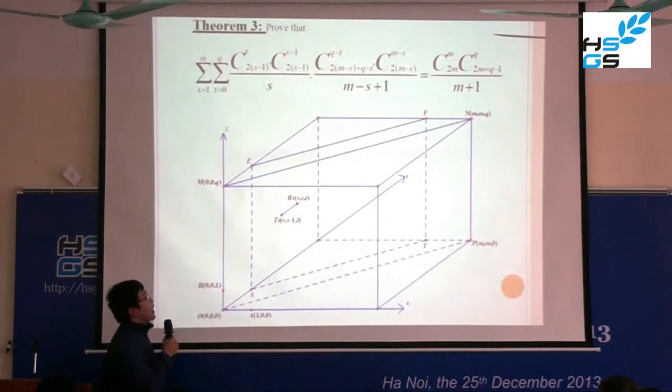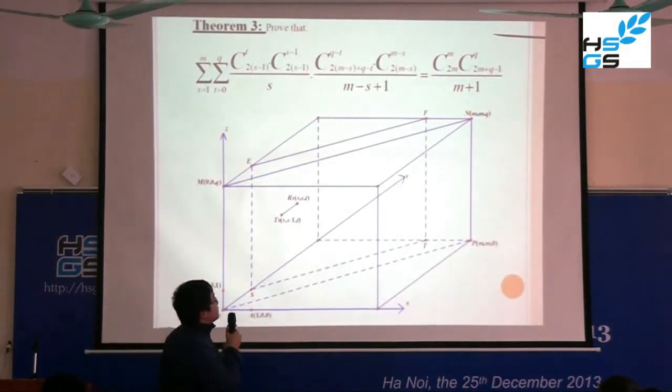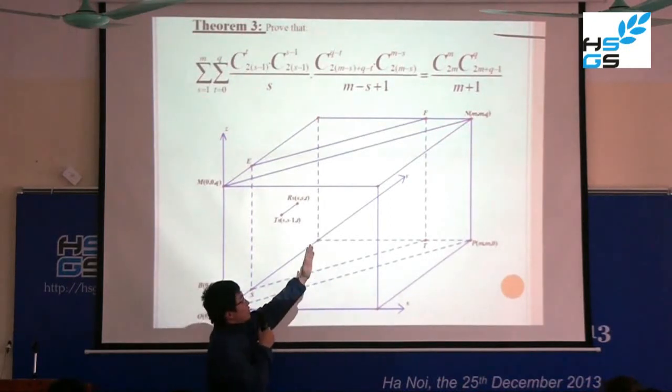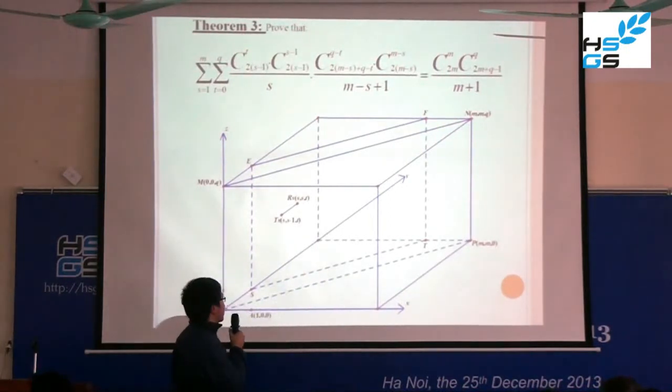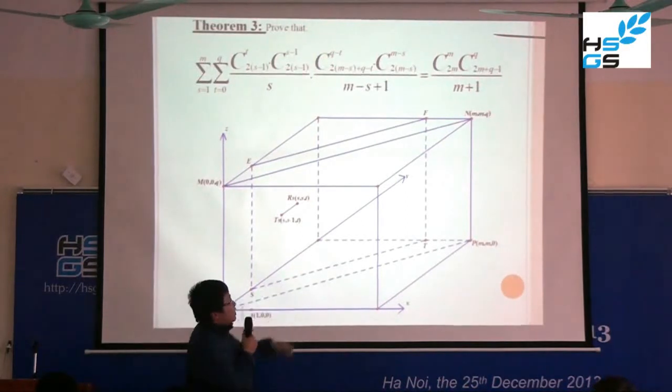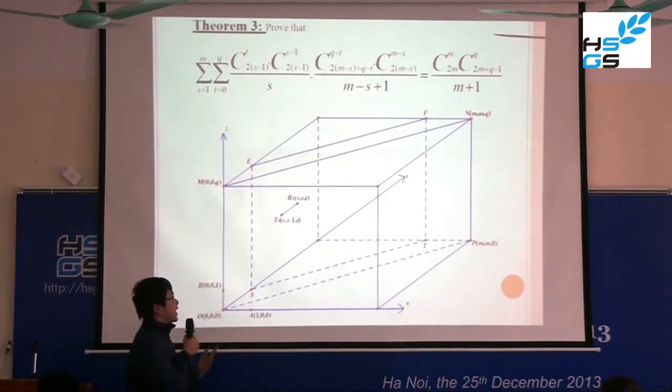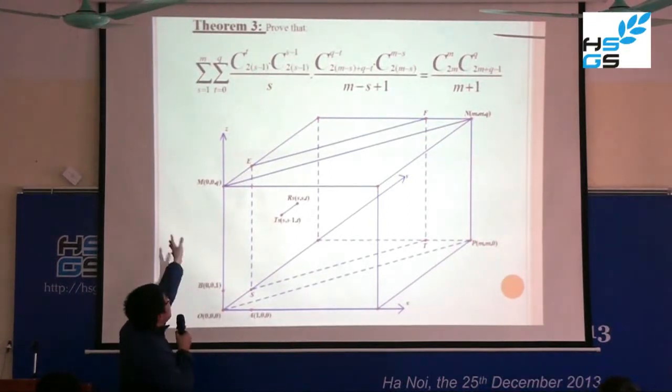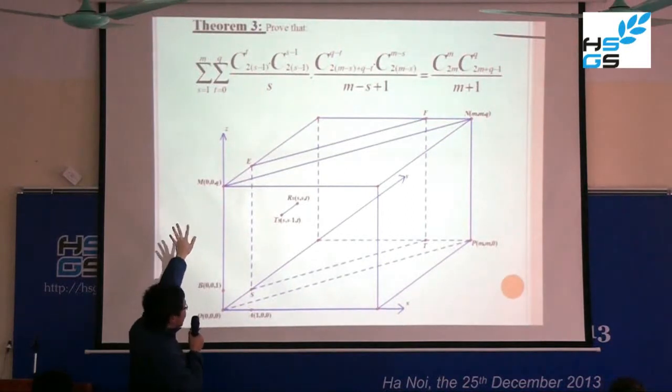And keeping that in mind, we arrive at theorem 3. Now, as we see, the right hand side is the number of ways that are good ways that go from O (0,0,0) to M and Q. So we would like to calculate the number of ways in another way to arrive at the left hand side.